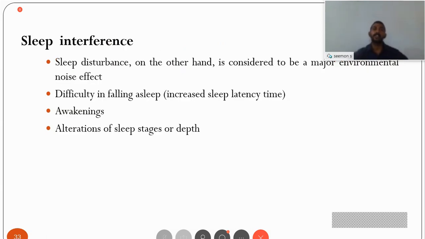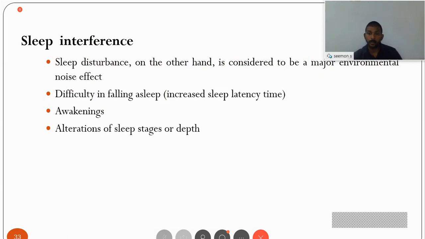Next is sleep interference. This is one of the most important things, as science says that sleeping is the most important thing for better health. If the health is not proper, automatically the body will get disturbed, and we have to face a lot of problems.